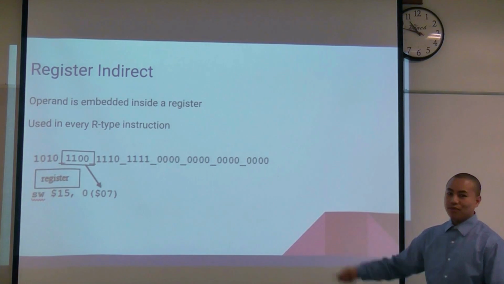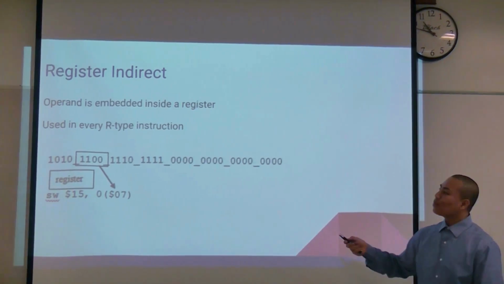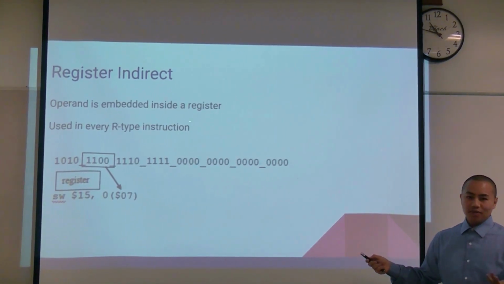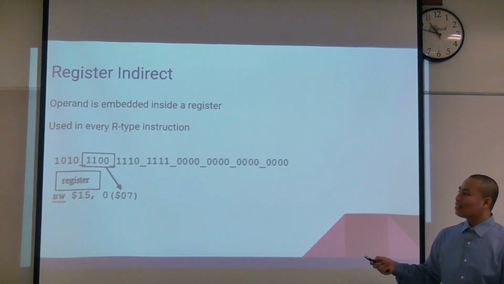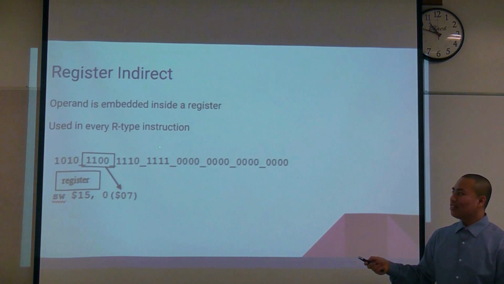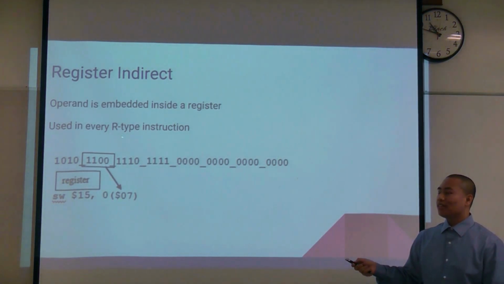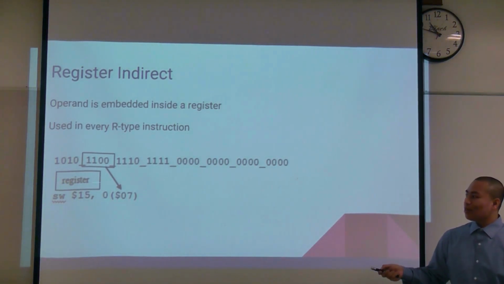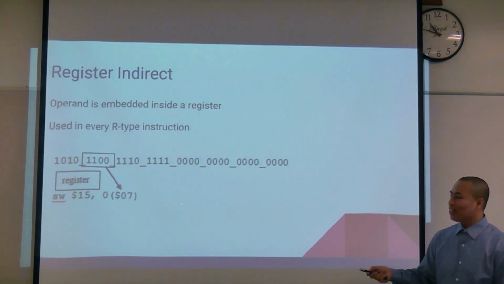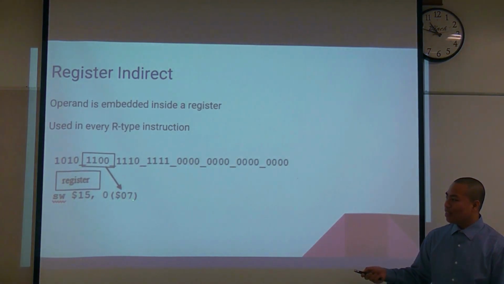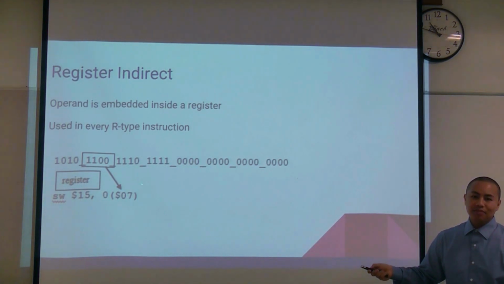And now we're looking at register indirect. So the operand is embedded inside a register. These are in every R-type instruction. In this case, we're just looking back at a store word, for example. The contents of that register will be the operand that will be used for calculations and affect the address.